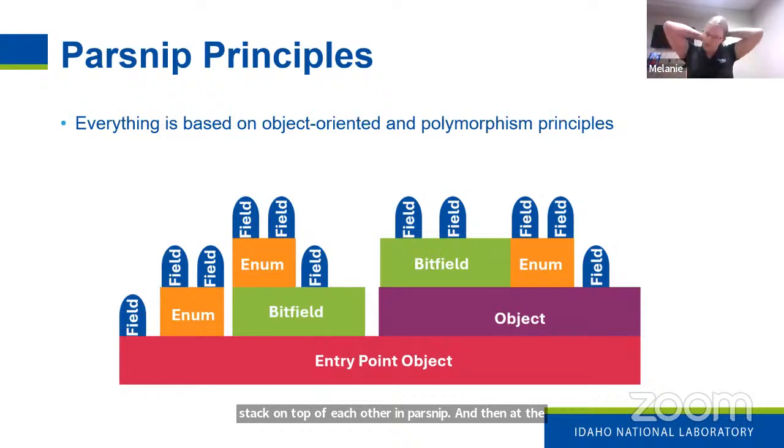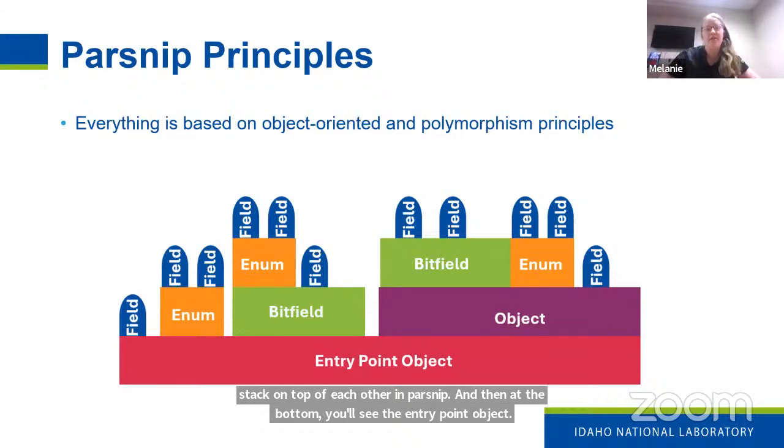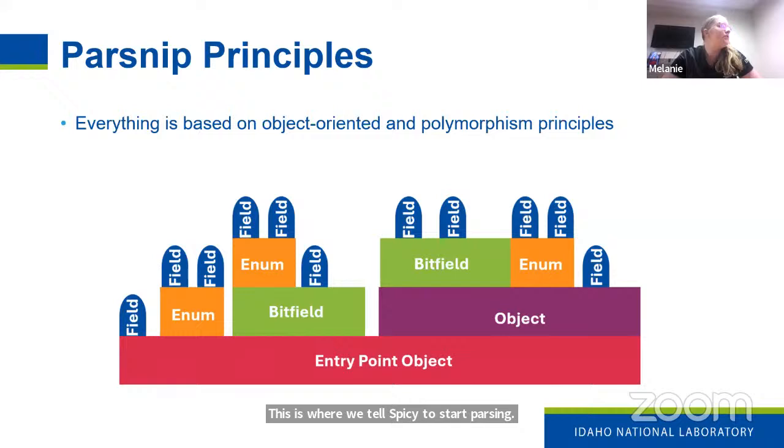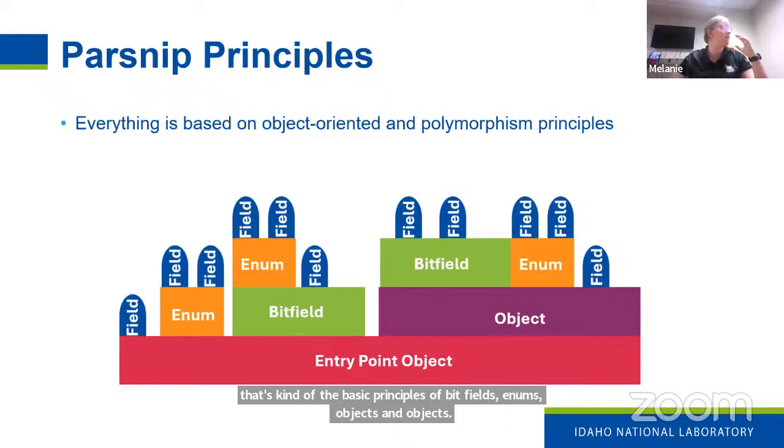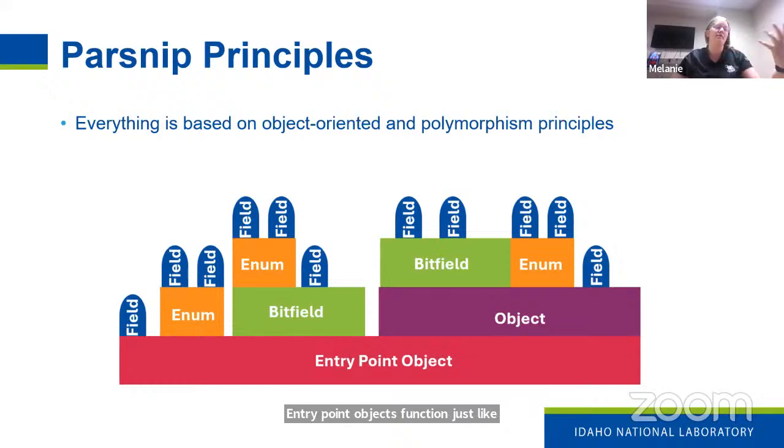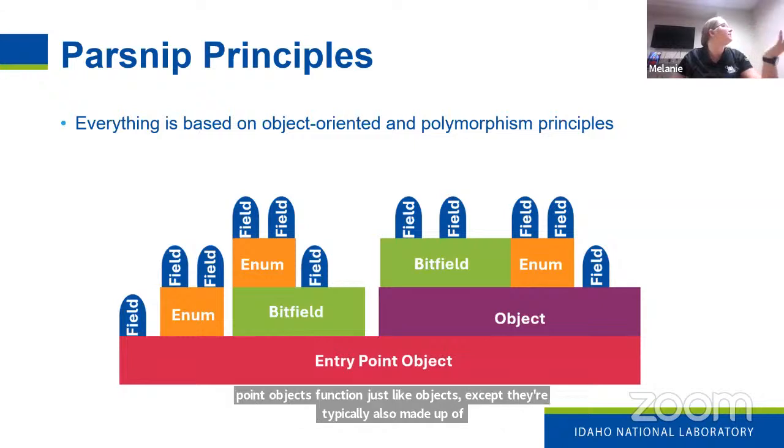This is where we tell Spicy to start parsing. This is what we point to when we set up the Zeek Spicy integration and we set up the plugin, we'll point to the entry point object. So that's kind of the basic principles of bit fields, enums, objects. Entry point objects function just like objects, except they're typically also made up of objects, enums, and bit fields.